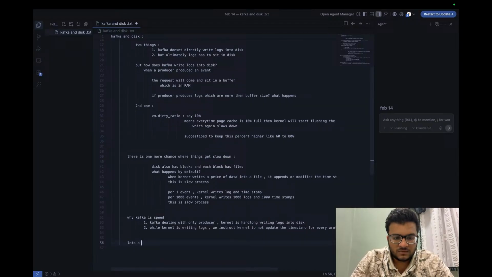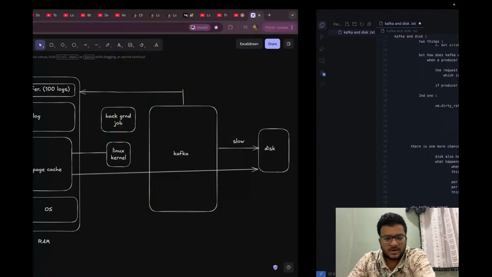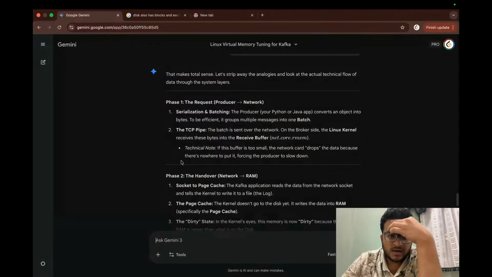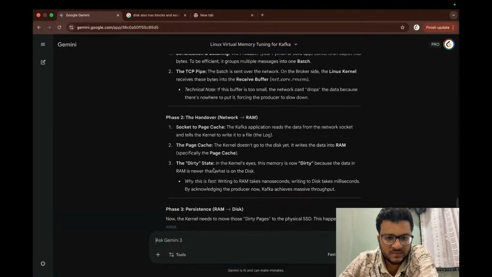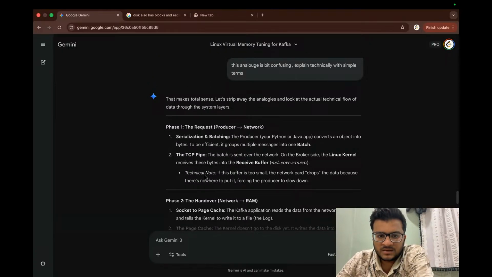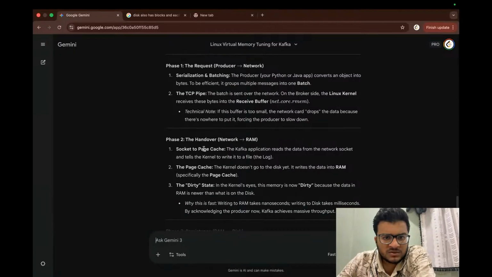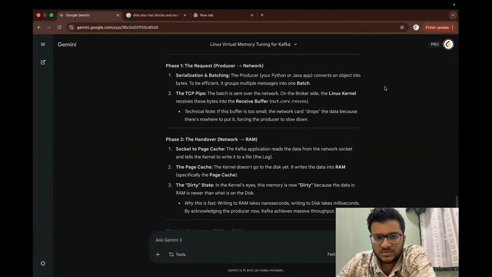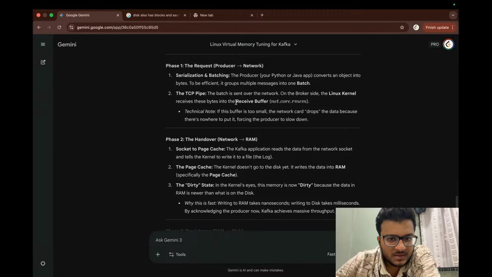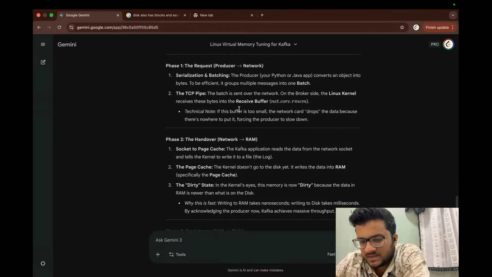So now let's see the flow of Kafka. I also asked the same thing to AI and it gives something like this. Let's see this directly instead of me telling. The first one, producer to network. The producer that you have written converts an object into bytes, because in a single batch a producer can send messages to Kafka. That batch, let's say 10 messages or whatever, is sent over the network to the broker.